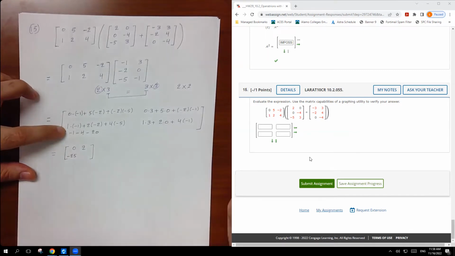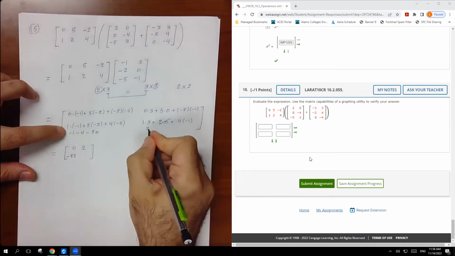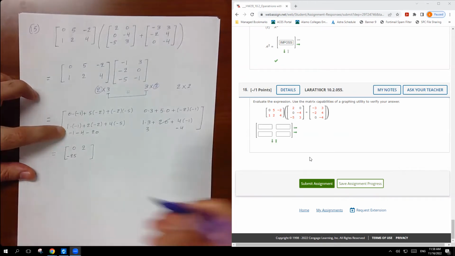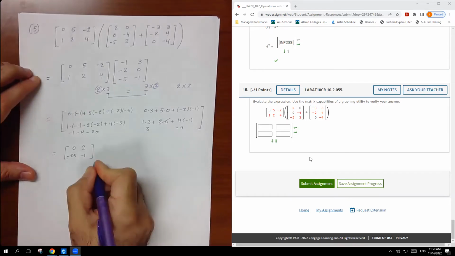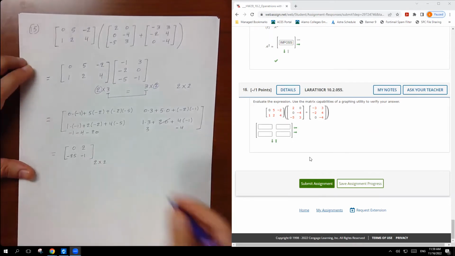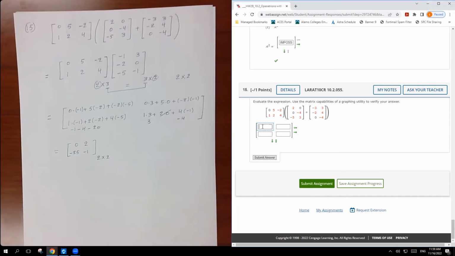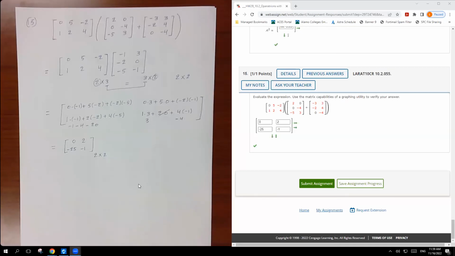And here is going to be, this is 0. This is 3 minus 4. 3 minus 4 is going to be negative 1, with the dimension 2 times 2. So the result is going to be this matrix with 0, 2, negative 25, and here is going to be negative 1. We got it right. That's it for this section.